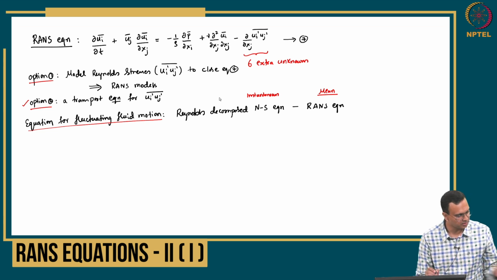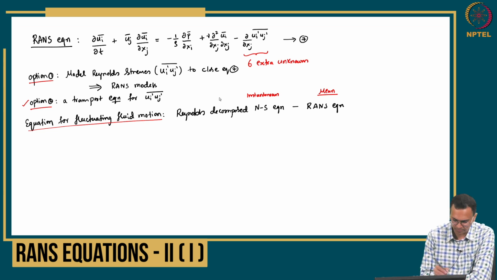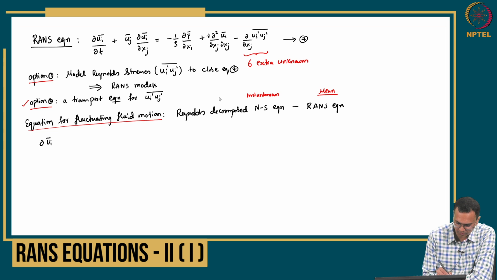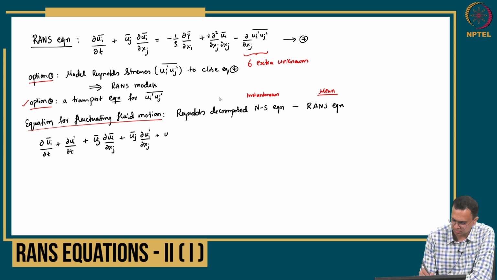So I have the decomposed equation of the form ∂ūi/∂t plus ∂ui'/∂t plus, I have the 4 convective terms here, which is ūj ∂ūi/∂xj plus ūj ∂ui'/∂xj plus uj' ∂ūi/∂xj plus uj' ∂ui'/∂xj.